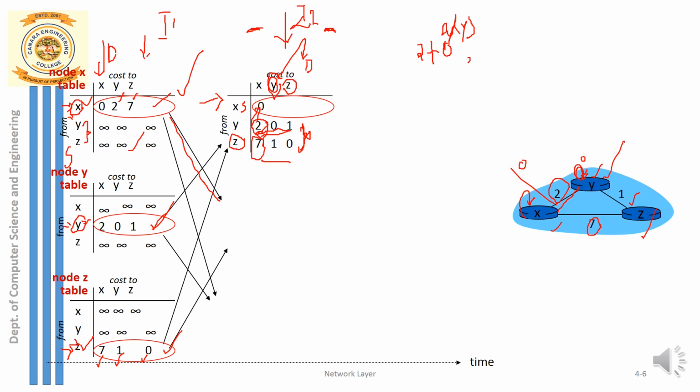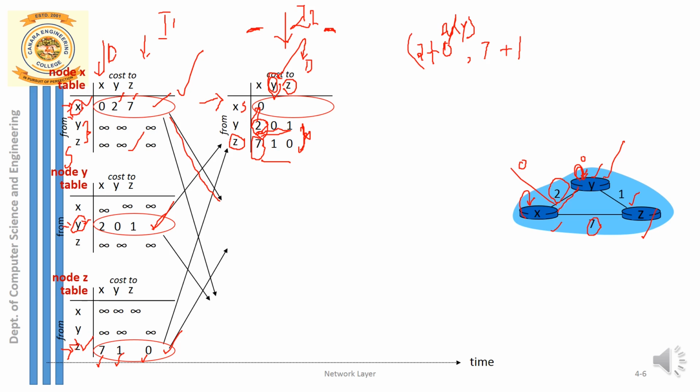I have one more path to reach from x to y, that is x to z, and then via z, that is z to y. So what is the cost to reach from x to z? Since z is a neighbor of x, we know this cost, right? That cost x to z is taken as 7, and then there is one more distance vector that z is calculating. That is the distance to reach from z to y, and that I have taken as 1. So the cost from x to z is 7, whereas the distance vector from z to y is 1. So 7 plus 1.